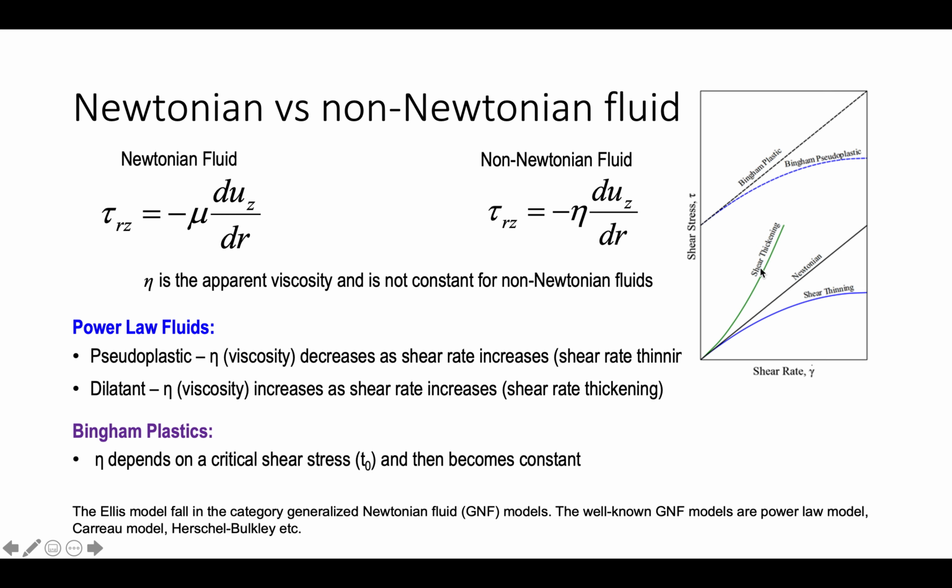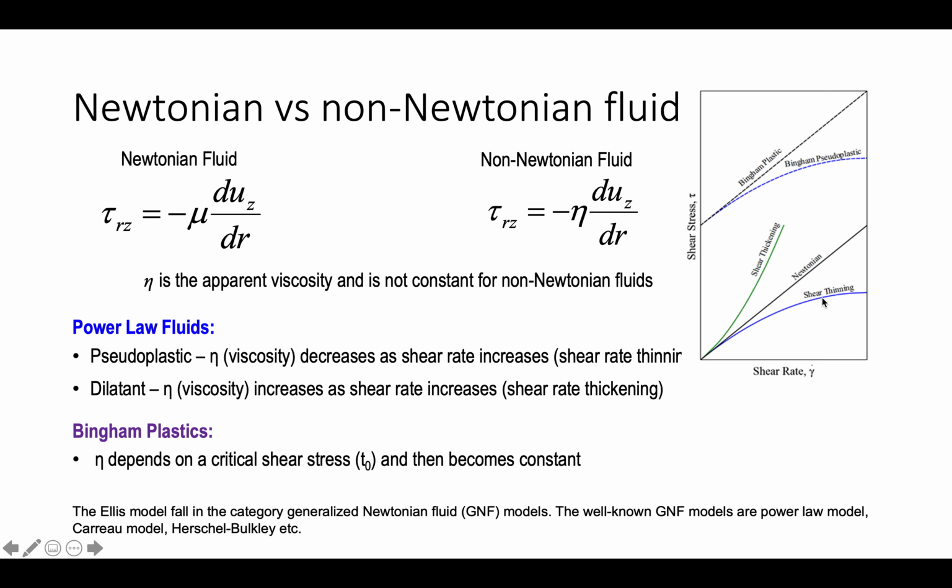As the name suggests, shear thickening means that as we increase the shear rate, the shear stress increases. An example of this is cornstarch in water. The more you mix it, the thicker or more viscous it gets. And the opposite is the case in the shear thinning one, in which, as you increase the shear rate, the shear stress goes down.